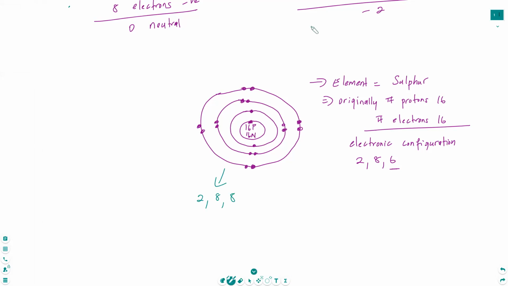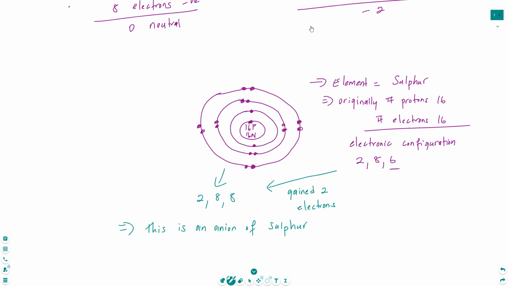This must be an ion because it should have had 6 electrons on its outer shell, but it has 8. So the only way that could have happened is if it had gained 2 electrons. So what I am actually looking at is an anion. So this is an anion of sulfur because the number of electrons and the number of protons are not the same.